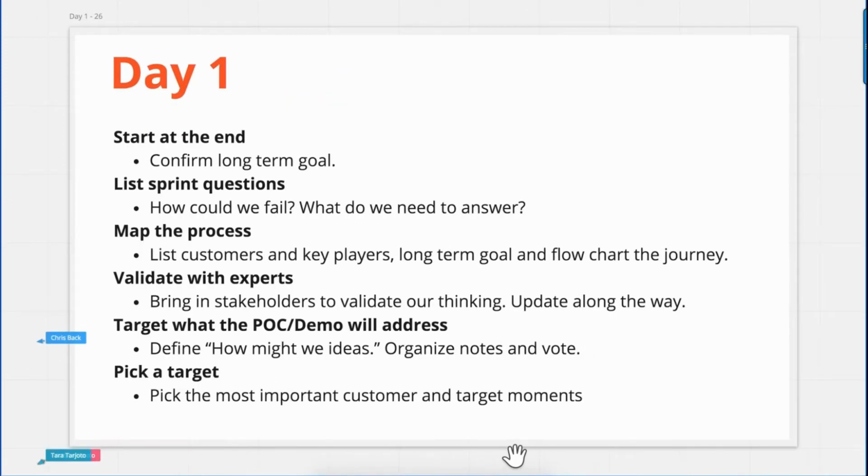Here are the tasks that we go through on a design sprint in day one. I'll walk you through how we make this brainstorming visual to eliminate unnecessary noise and discussion, keeping everyone engaged. We start at the end, agreeing a long-term goal for our sprint that allows us to focus. And we challenge ourselves by asking, how can we fail and what do we need to answer? And then we amp up the visuals by mapping the process, listing our key players, goal, and flowcharting the journey.